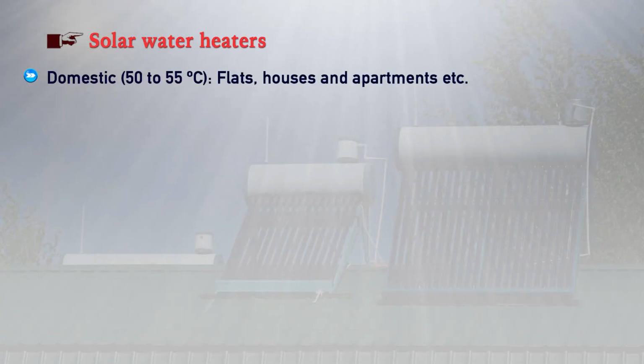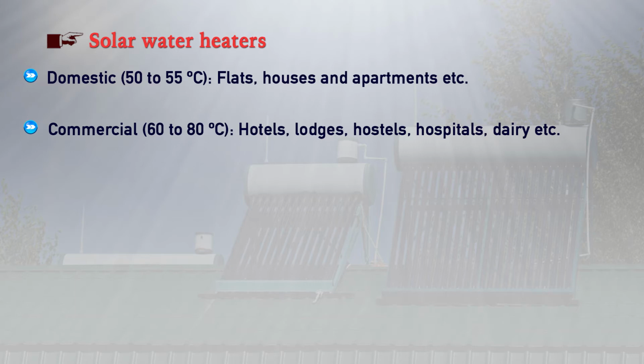So if you are talking about the domestic application, that means if you want to take the water which has temperature nearly 50 to 55 degrees centigrade and this water is used in the flats, house and apartment etc. Then we can classify it as a commercial type. So commercial means the temperature range can be defined as 60 to 80 degrees centigrade and it is under the category of commercial type: hotel, lodges, hostels and hospital, dairy etc.